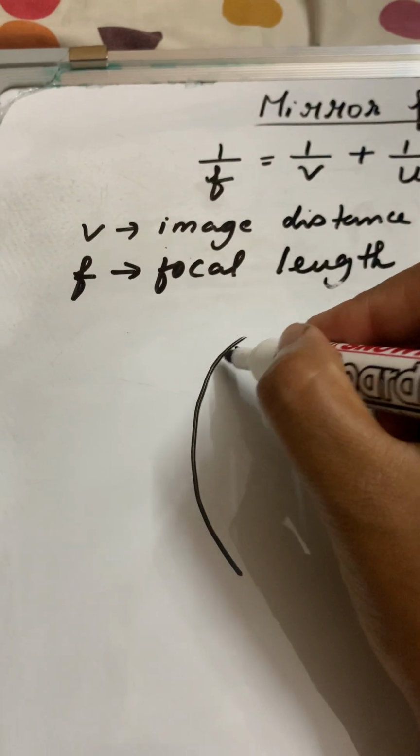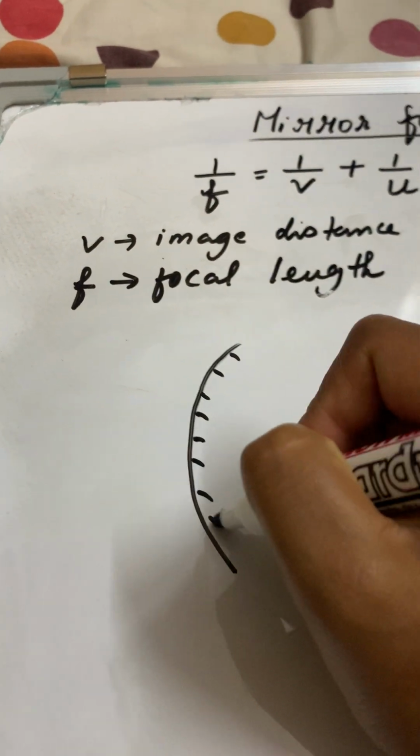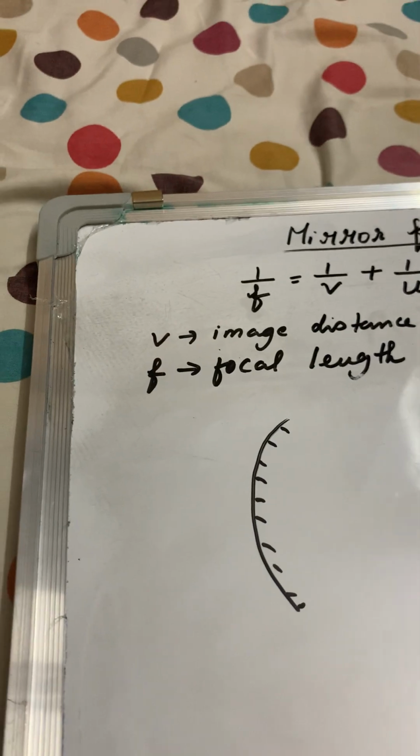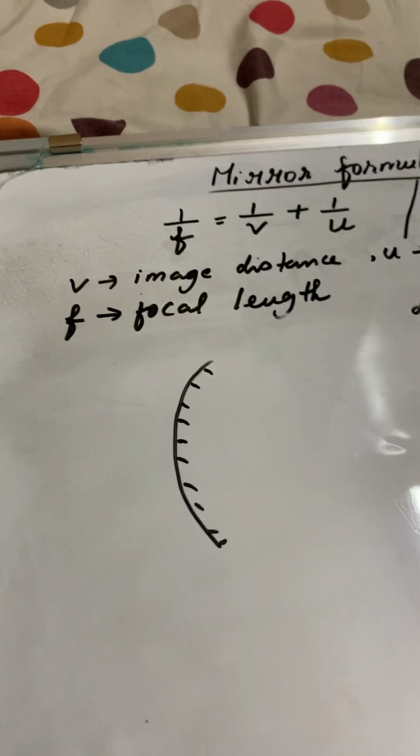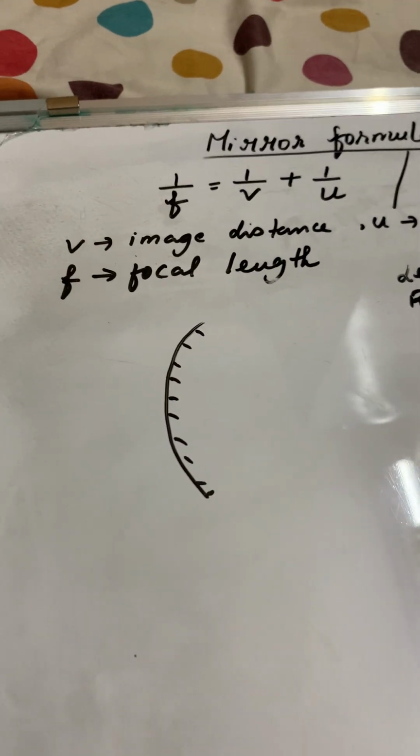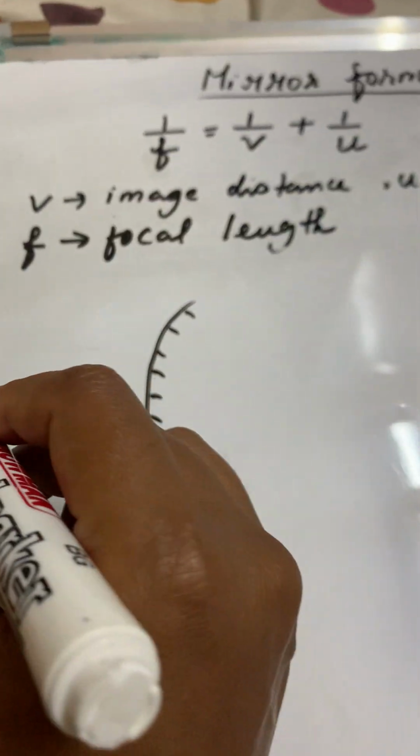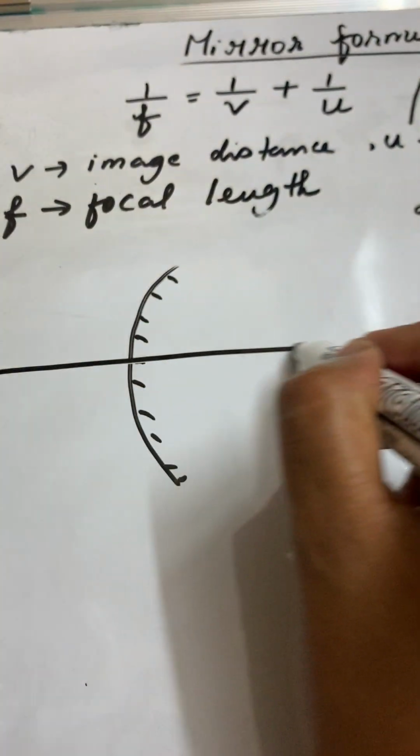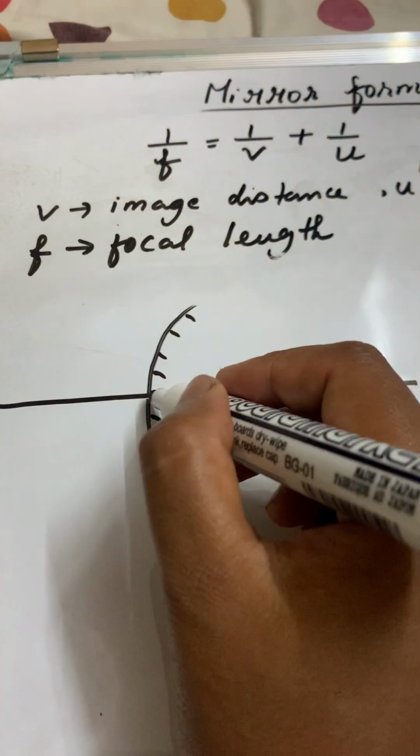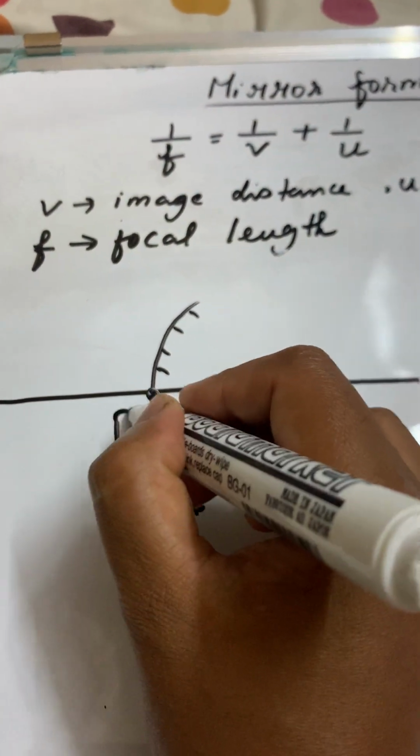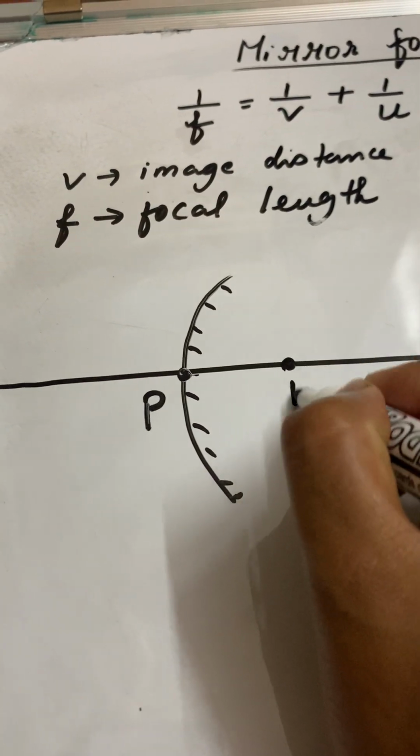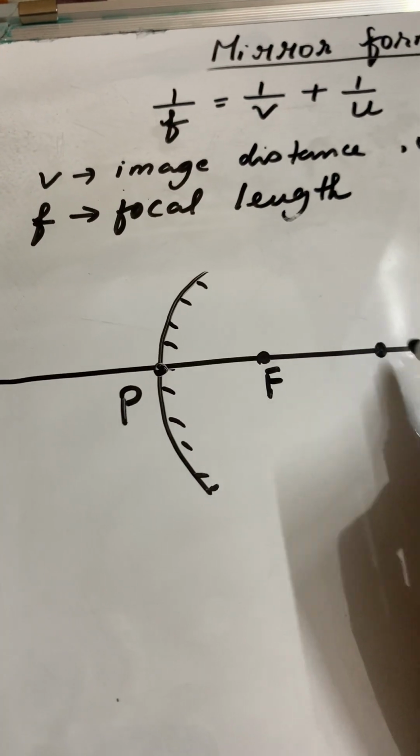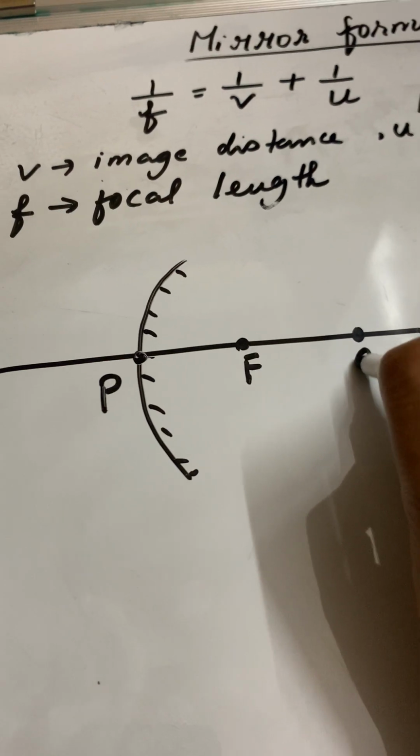Okay, let me take a convex mirror. You know, in an automobile, the side mirror is a convex mirror, right? Let's say this is the mirror. Now this is what? This is the pole, right? Then there will be some focus, and the center, right?